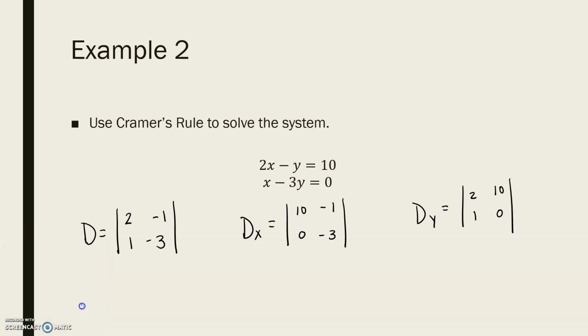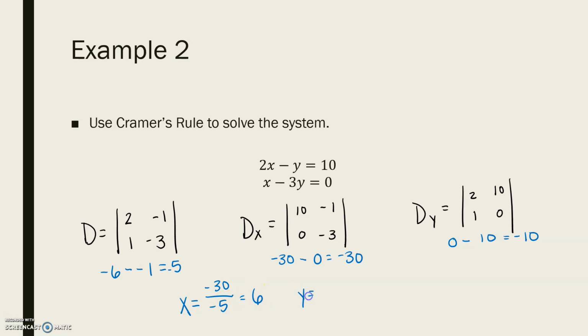When I do this, I'm going to get negative 6 minus negative 1, which is negative 5. Over here, I'm going to get negative 30 minus 0, which is negative 30. And then over here, I get 0 minus 10, which is negative 10. So when I write this, I'm going to get x equals my dx over d.